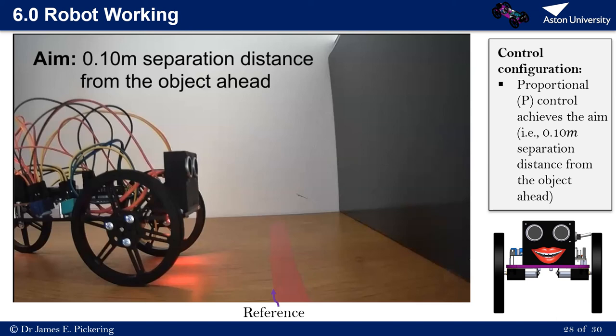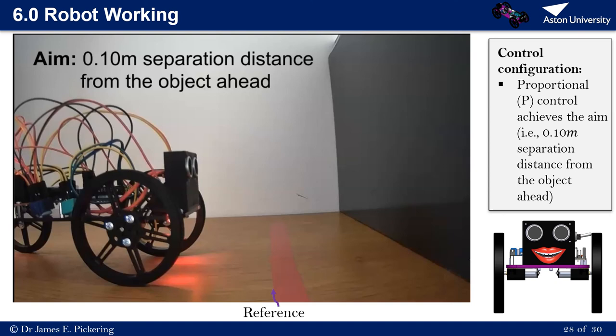When I was going through the proportional integral derivative control gains, I found that proportional control gain was sufficient to give me the desired system performance that I required, i.e. 0.1 meter separation distance from the object ahead. So if I quickly run this video, you can see this red line here is the reference. It's not so clear on the video, I guess.